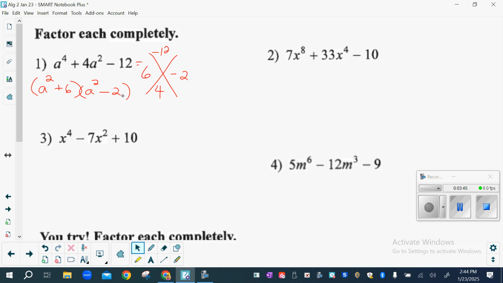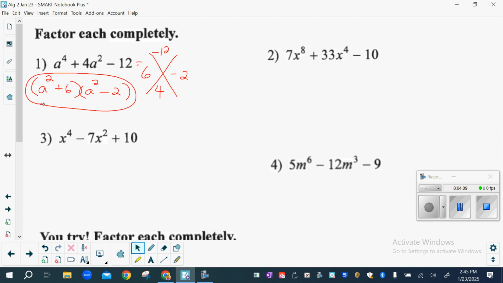Like on that warm-up, that last problem, number 5, it had 2 terms. And so how did that problem on the warm-up factor? It was the difference of 2 squares, right? A square subtracted. So we don't have anything here that can factor again. So this is our answer.